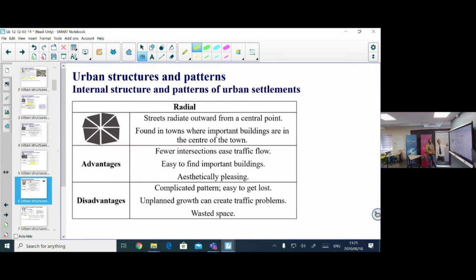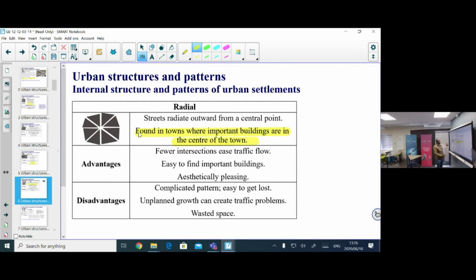When you come to radial, streets radiate outward from a central point, found in towns where important buildings are in the center of the town. So this is very important. Important buildings are in the center of the town, and so you find that all roads will be leading to that important center. I think that can be one of the reasons why they say all roads lead to Rome, because Rome was the administrative capital of the Roman Empire. So all roads will lead to Rome and out.